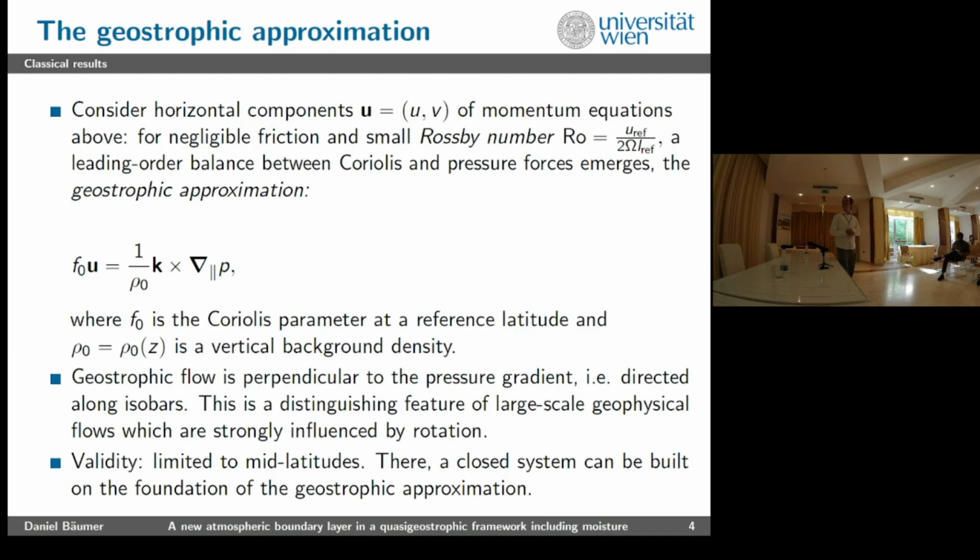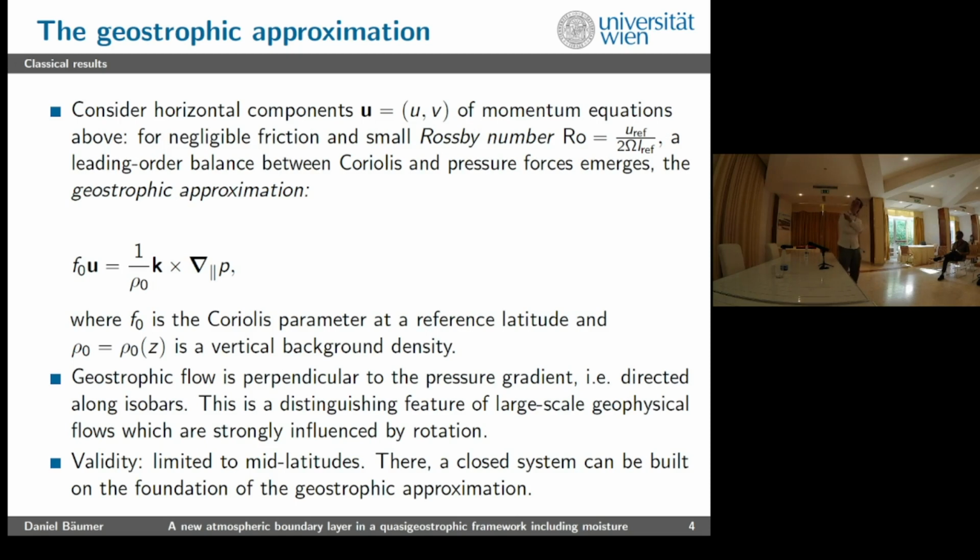And again, this is a characteristic feature of large-scale geophysical flows, because under normal circumstances, meaning there is no rotation, one would expect the flow to actually follow the pressure gradient. Here, just the rotation that affects each individual fluid element makes it behave like a spinning top. So it always veers off in the opposite direction.